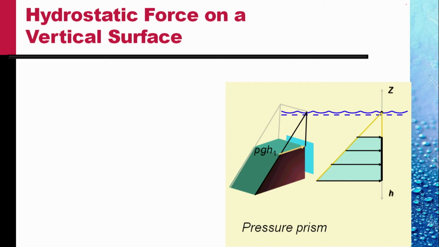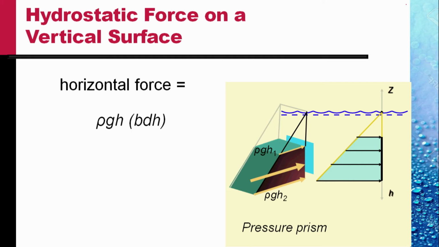The pressure at the upper end would be rho g h1, where h1 is the depth of the upper surface from the free surface of water, and the pressure at the lowest end of this plate would be rho g h2. The total force would be acting at some point in between the two ends of the plate, and the total force would be found by integrating over a small area dA.